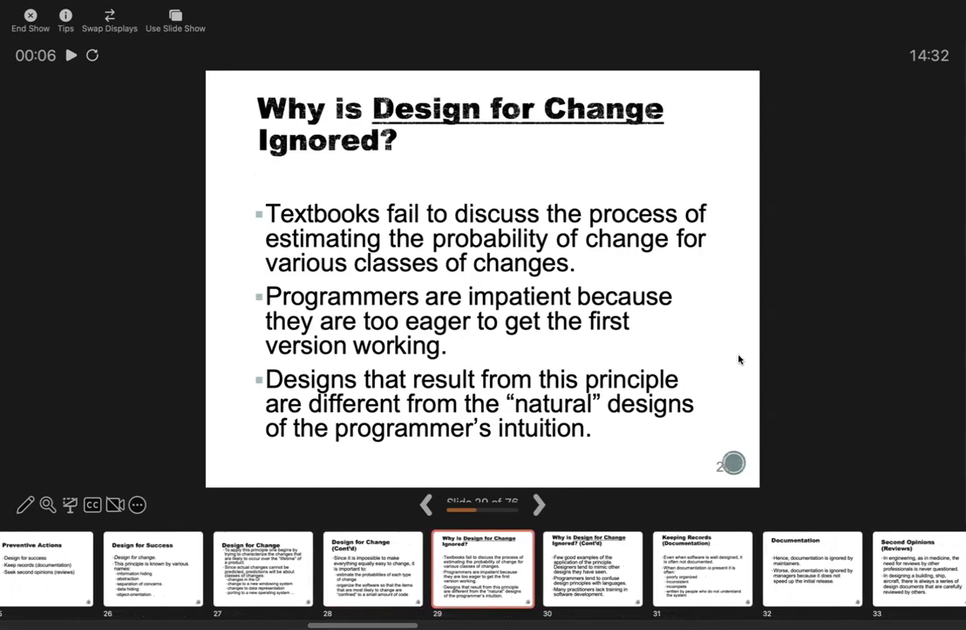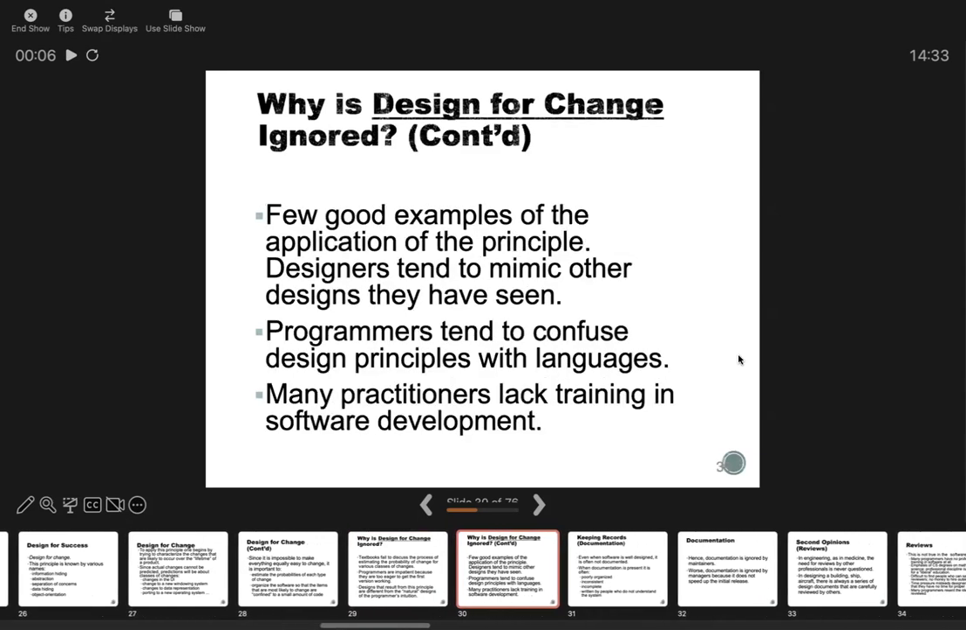Design for change is ignored because we do not have any precise rules or techniques in any books or in the training. And programmers are impatient because they try to launch their product. So designs that result from the principle are different. The designs for change are more difficult than the natural design that we make.